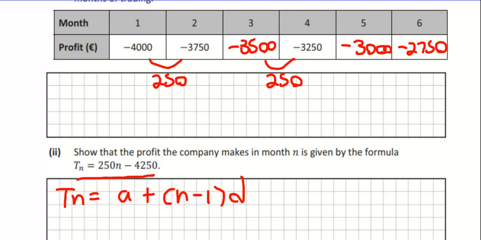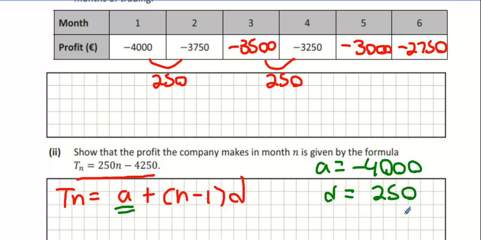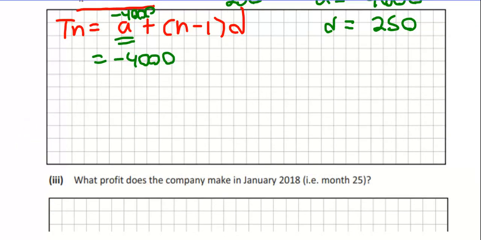Does anybody know what the A value is? What does A mean? The starting value, which is, what is it? Does anybody know what the D value means? Which is 250. So that's 250, and your A is minus 4,000. You got that? Minus 4,000. And now let's multiply in that 250.